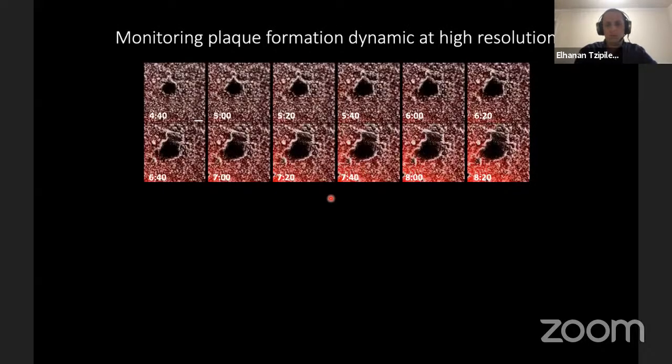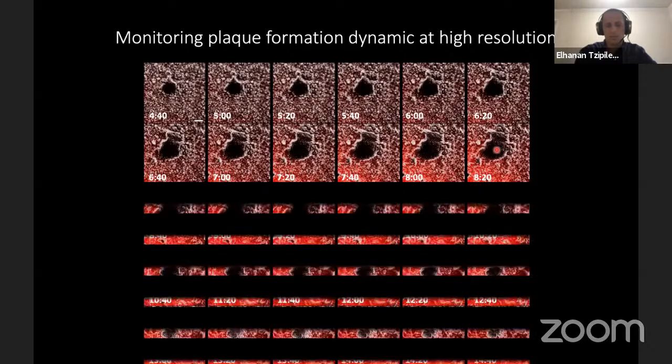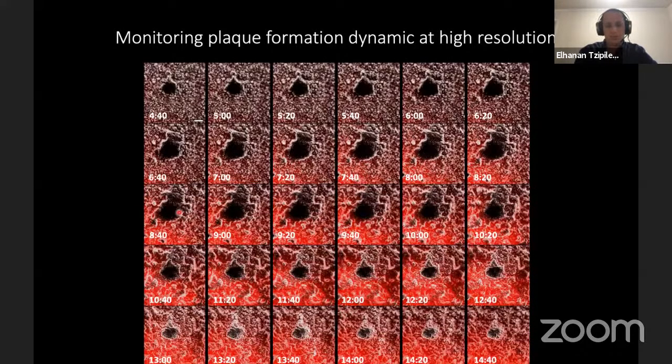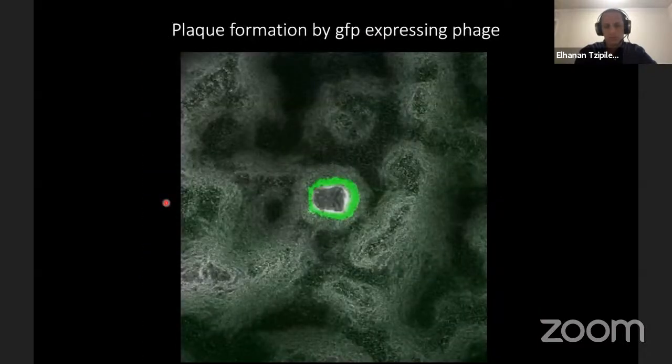So first, I monitored plaque formation dynamics by SPP1 on a lawn of mCherry expressing Bacillus subtilis, and you can see here the initial stages of the plaque after around 4 hours, and over time the plaque grows as more and more bacteria are lysing, but surprisingly, after some time the process is reversed and the plaque begins to shrink back, and the final plaque size after 14 hours was much smaller than the maximal size that the plaque reached during the formation process.